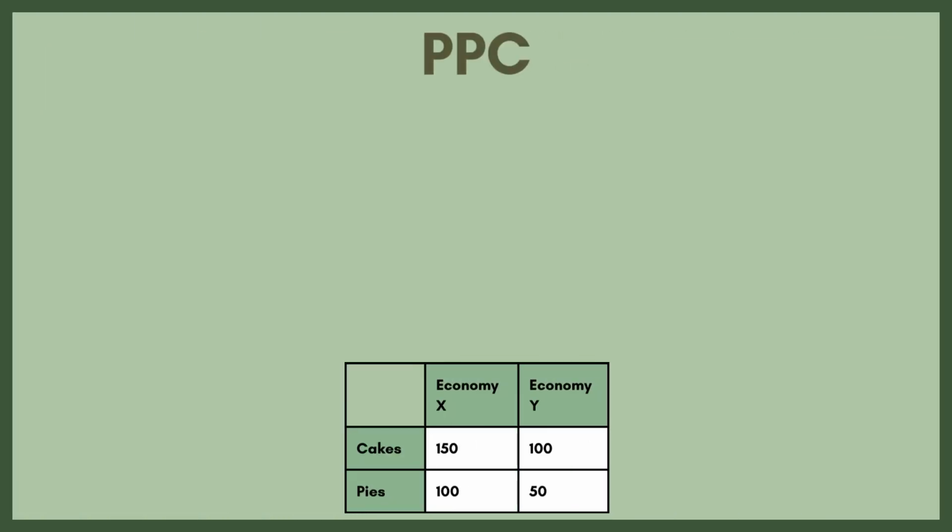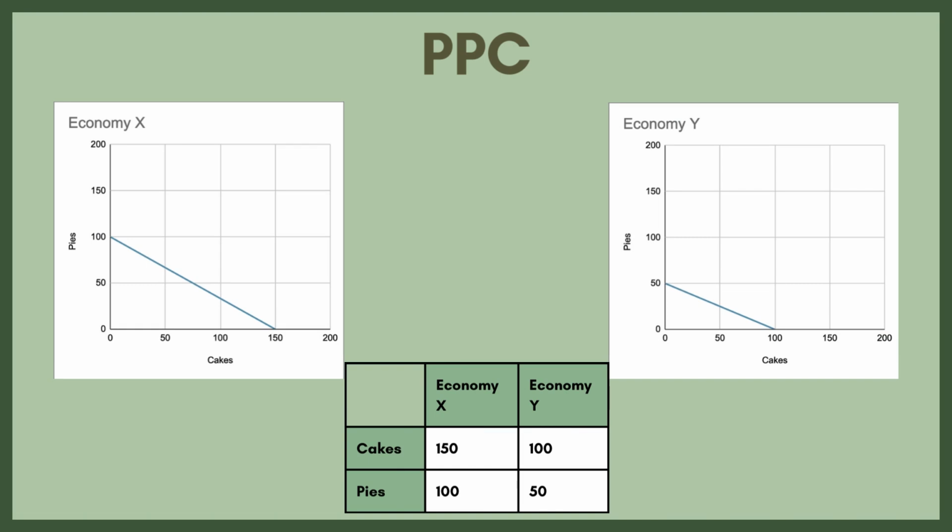What happens when these two economies trade? Here are the production possibilities curves for economy X and economy Y. Currently, they specialize in the production of the good for which they have a comparative advantage, so they would be situated here on their PPCs. Let's say they agree on a term of trade where one pie is worth 1 2/3 cakes.